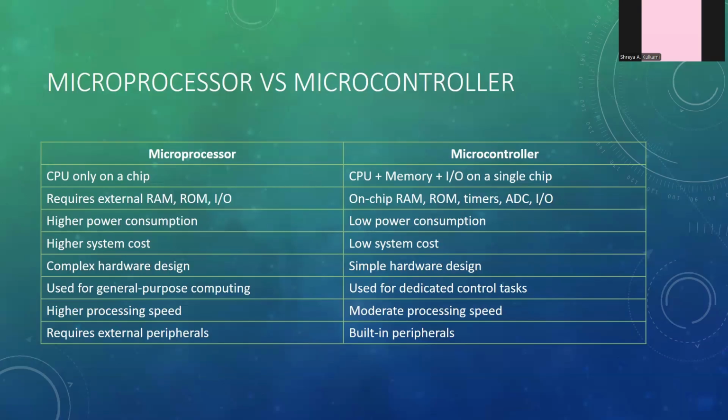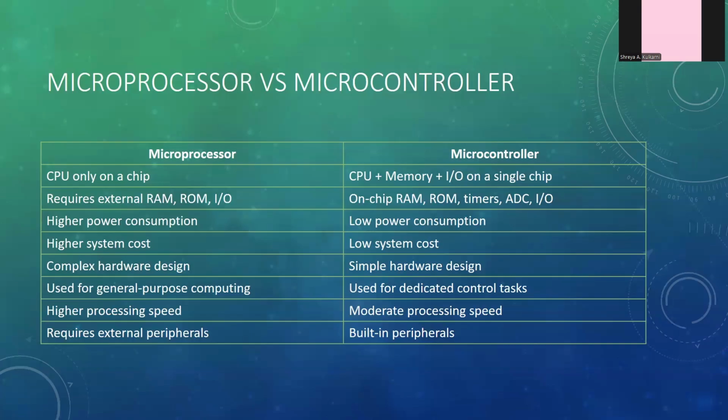A microprocessor has a complex hardware design, and a microcontroller has a simple hardware design, because everything is prefixed. So memory is like 8 bit or 16 bit, everything is fixed. In complex hardware design, things are not fixed, so your microprocessor should be able to handle all kinds of elements that are added to it. A microprocessor is used for general purpose computing, because the purpose is not fixed and it has more flexibility. A microcontroller is used for dedicated control tasks. It has lesser flexibility than a microprocessor.